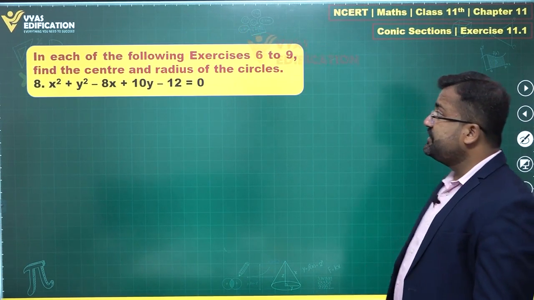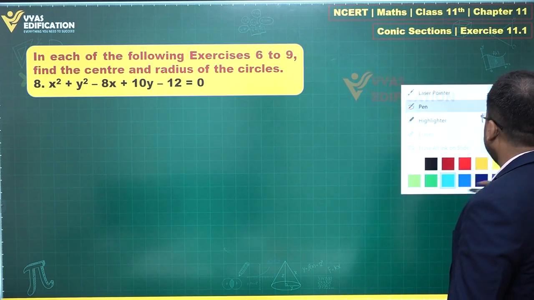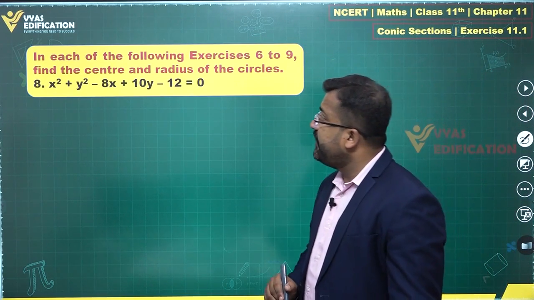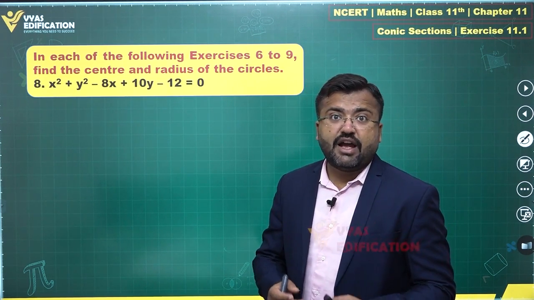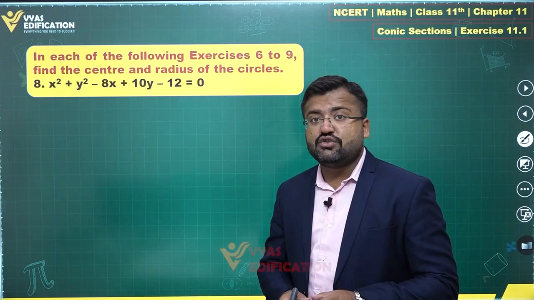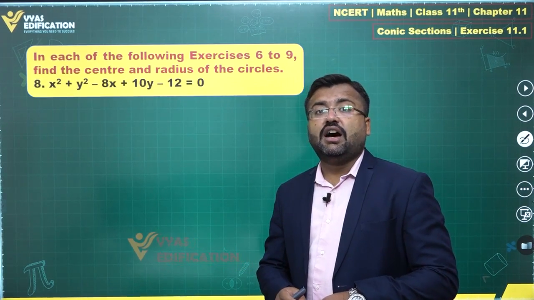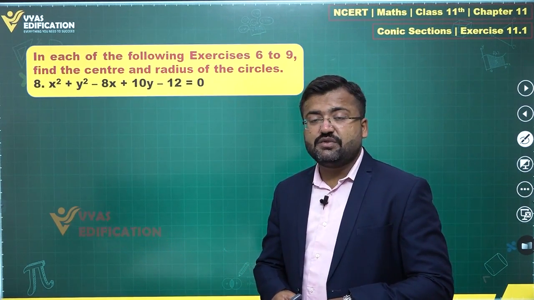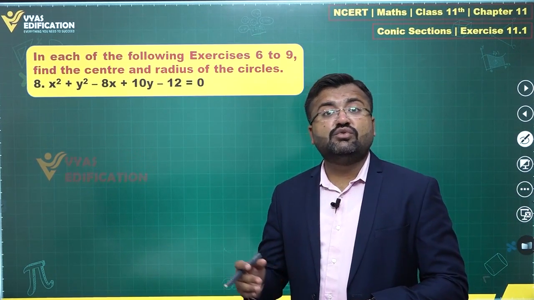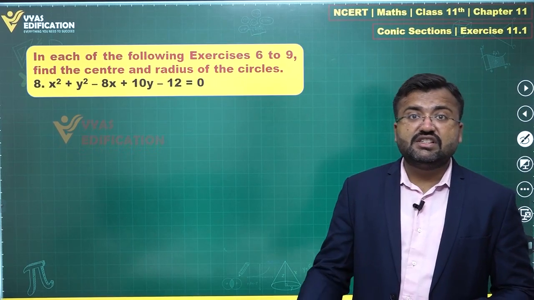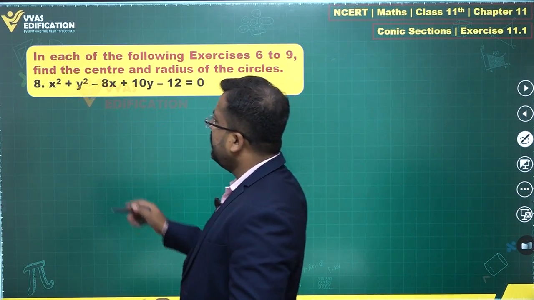The 8th question says, find the center and radius for this particular equation. If you want to find the center and radius, let's try to write it in the form of, once again, I'll come back to the original method, that is (x minus h) whole square plus (y minus k) whole square is equal to r square. Instead of applying that other method which we saw in the previous question, what was that? That was related to x square plus y square plus 2gx plus 2fy plus c equals 0, which is the general equation of a circle. So let's solve this using basics.